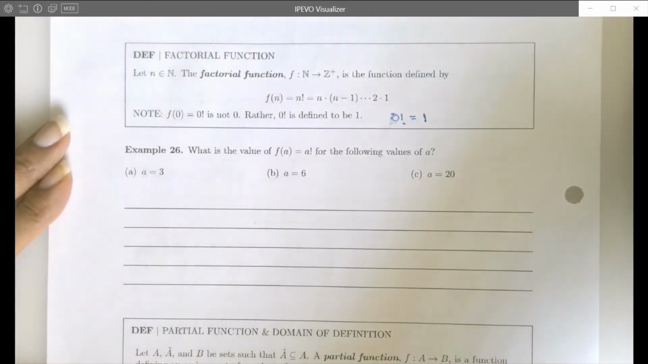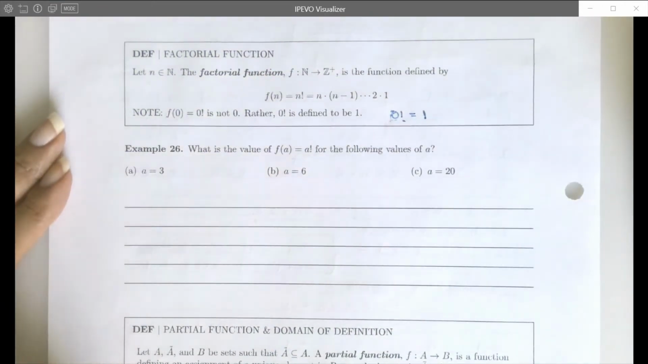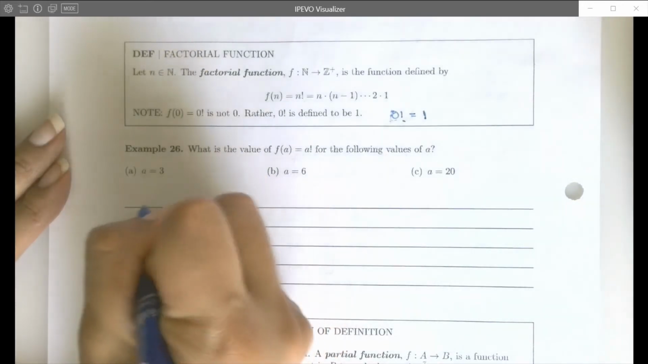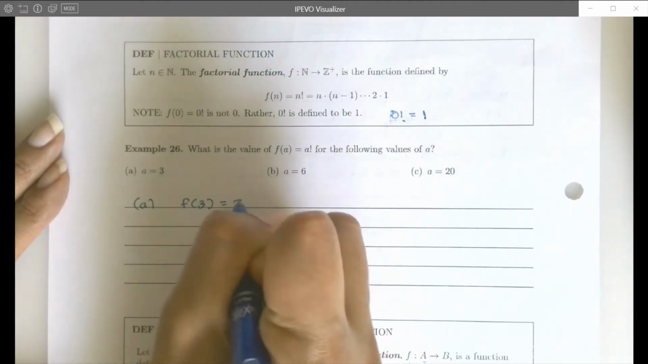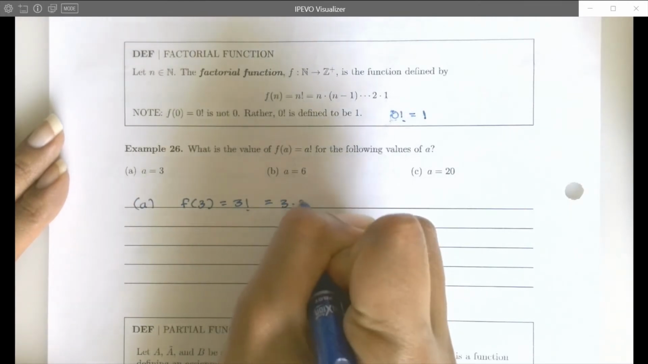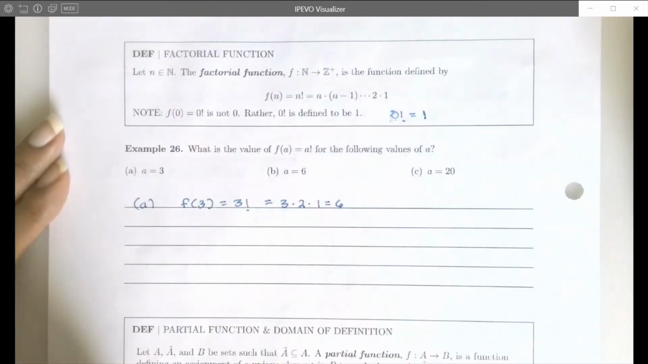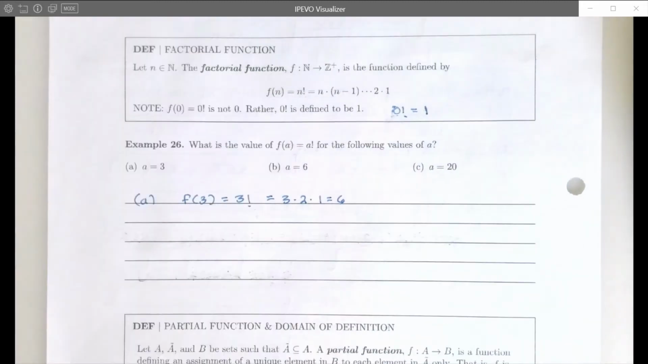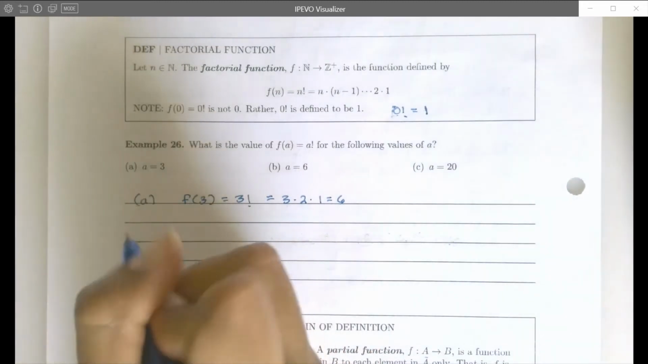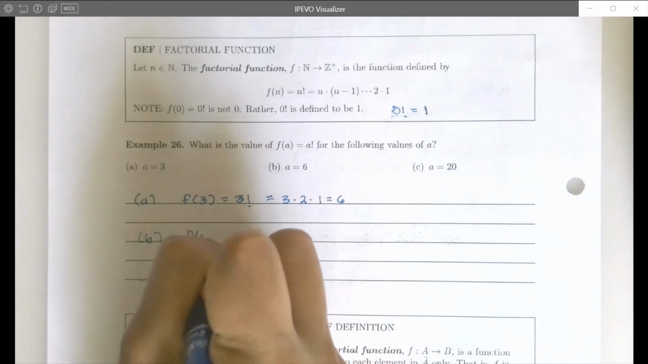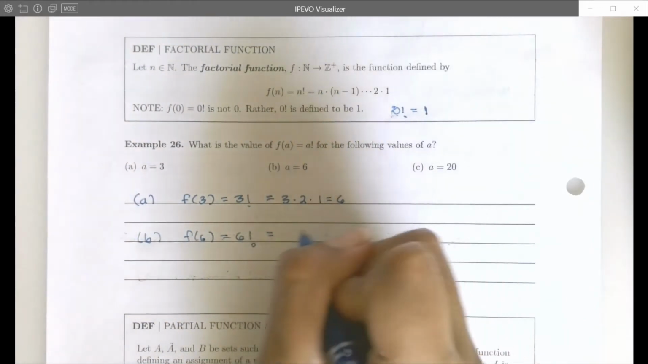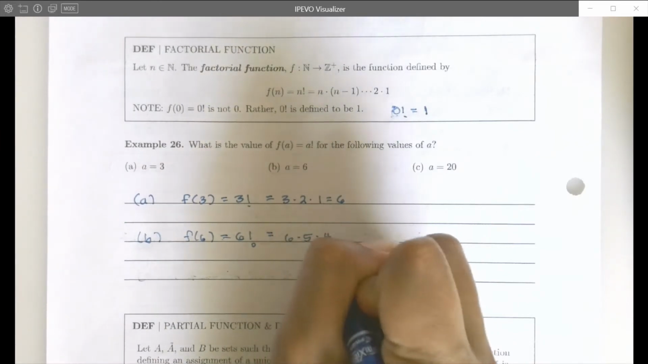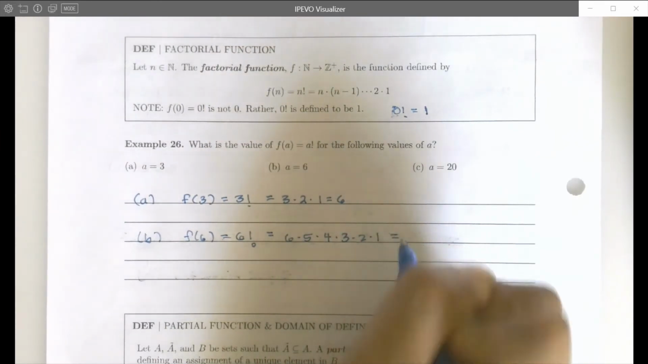All right, so let's take a look at what the values of f of a is equal to a factorial are for the given values of a. So for 3, we're going to have 3 factorial, which is 3 times 2 times 1, and that would be a 6. For part B, they want us to find what is f of 6, which would be 6 factorial. And we can do this by hand. This is 6 times 5 times 4 times 3 times 2 times 1.